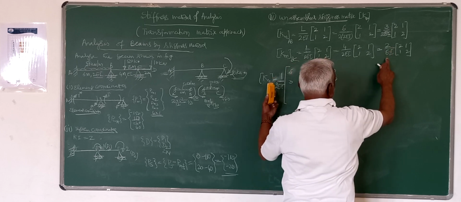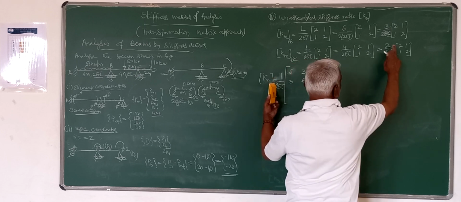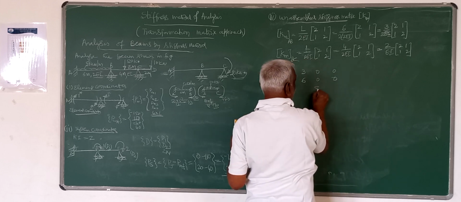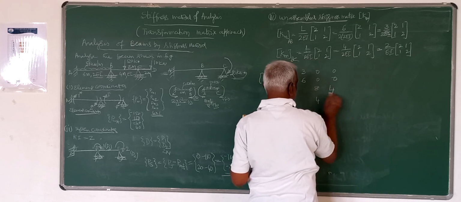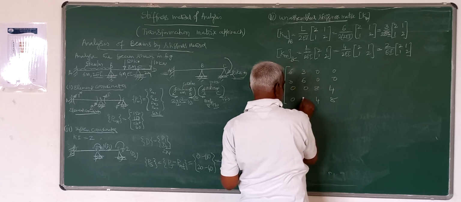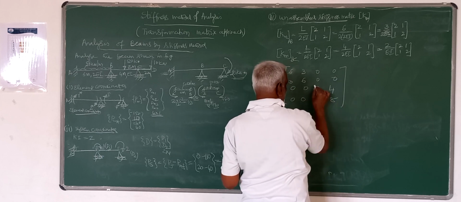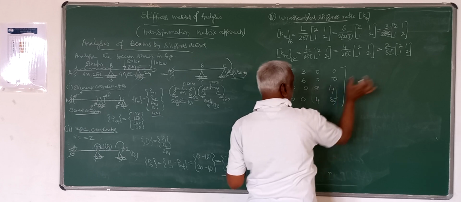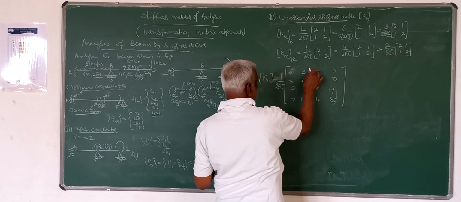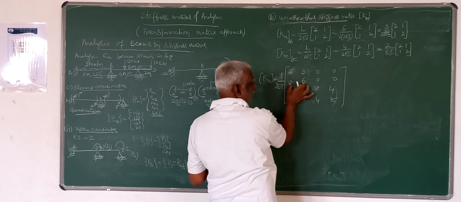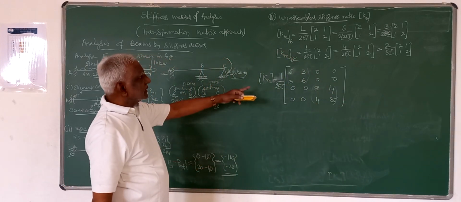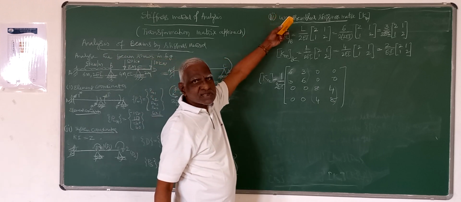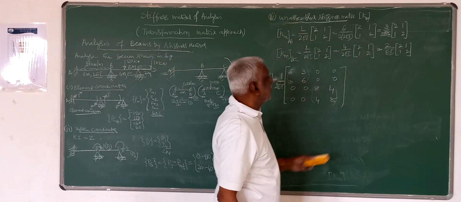Then here 1 over 2 I have taken outside, so this will be 8, then 4, 4, 8. So these two are 0. This is the matrix corresponding to element 2. This is the matrix corresponding to element 1 that I am arranging along the leading diagonal. This is called the unassembled stiffness matrix.